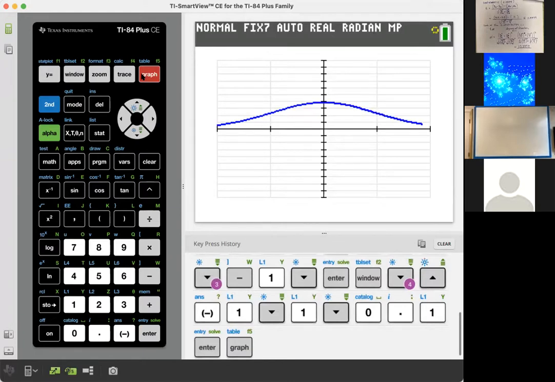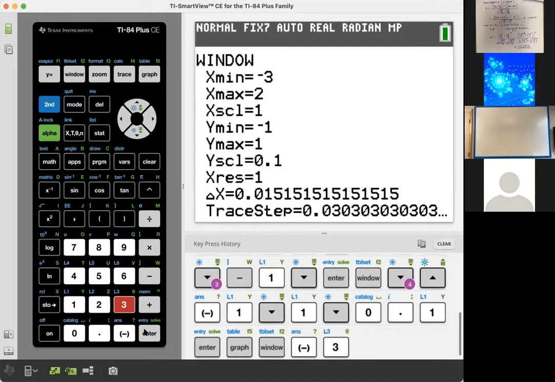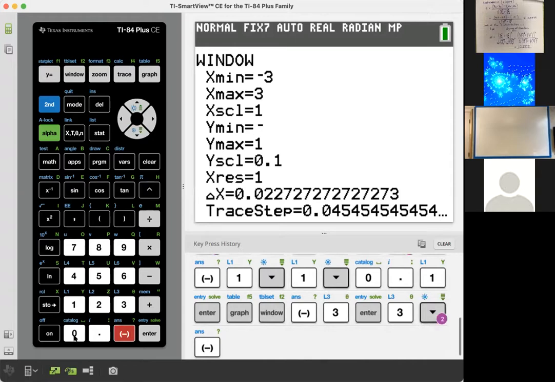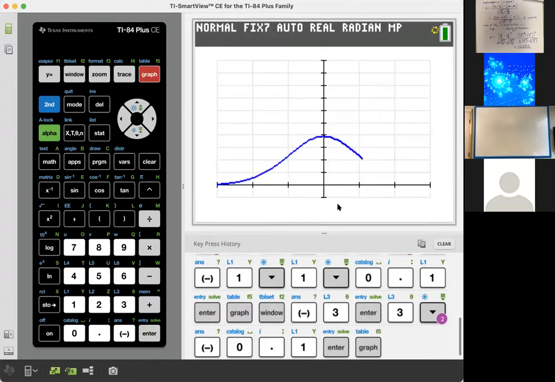There's the t-distribution. I could tighten that up even better. How about minus 3 to 3? So that looks a little tighter. Not as low as minus 1. How about minus 0.1. Now graph. Okay, that looks a little bit easier to look at.